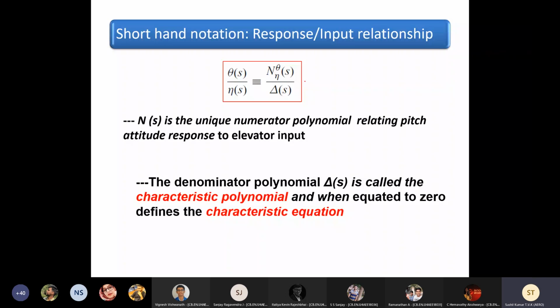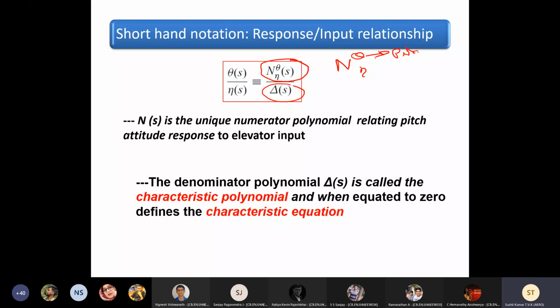In this book, this particular notation is used. Theta of s by eta of s, they are given denominator as del of s because it's called the characteristic polynomial. It doesn't change with the transfer function for a particular aircraft. And the numerator will say what is the output and what is the input: theta is the output, the pitch attitude, and eta is the elevator input, the elevator deflection.